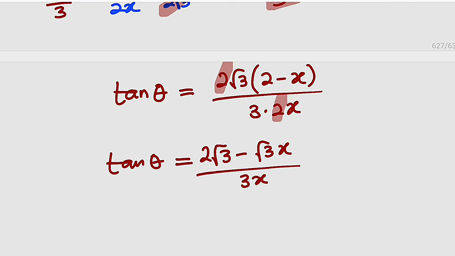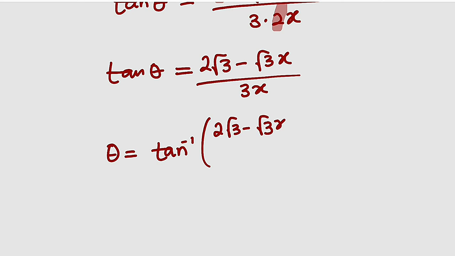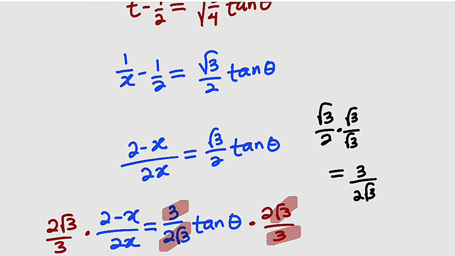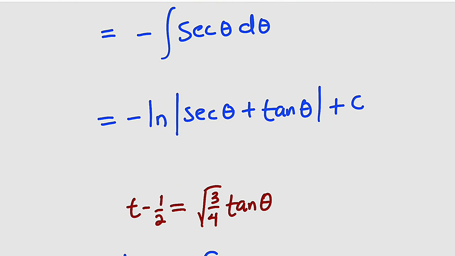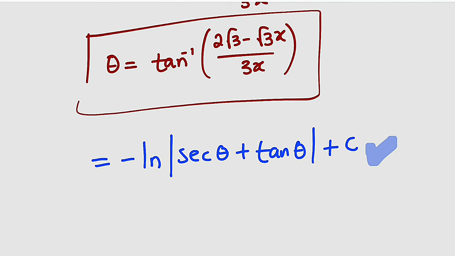We're almost done. To find theta, we are going to take tan inverse of both sides. So theta is equal to arctangent or tan inverse of the whole of this: 2 root 3 minus root 3x divided by 3x. So this is what we need to replace for theta in our main solution, which is this one. So let me just copy this one and substitute. All right, this is our final solution.